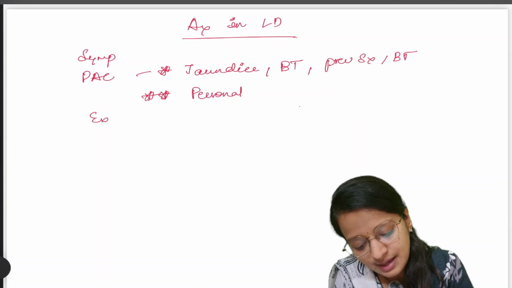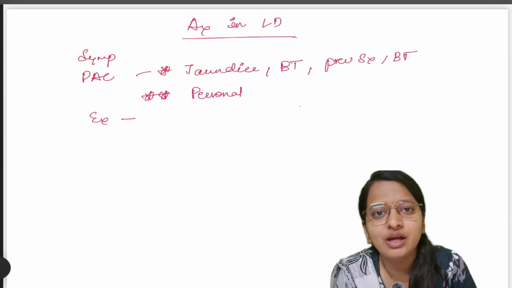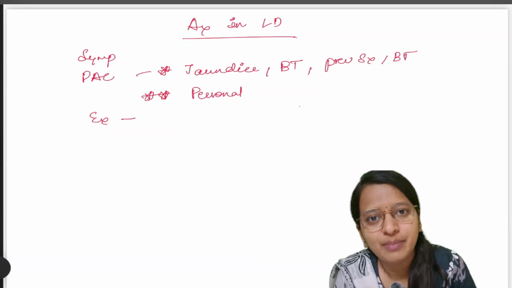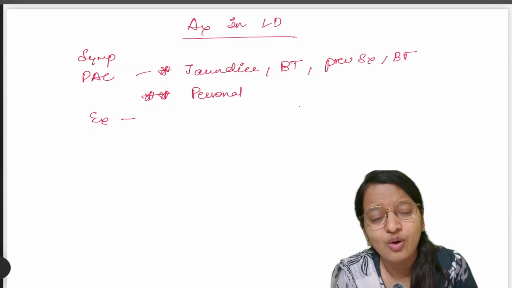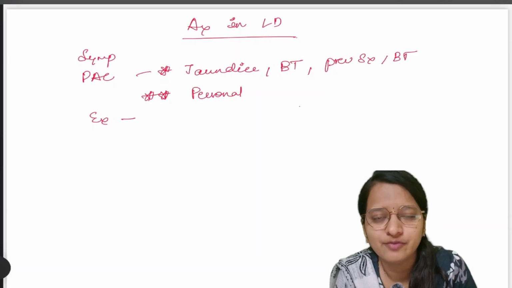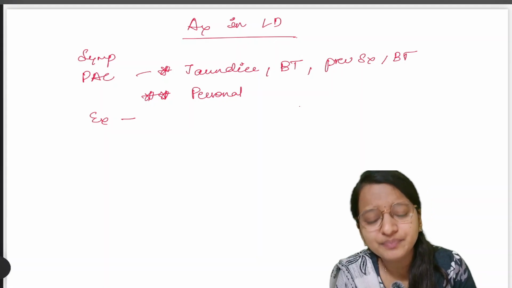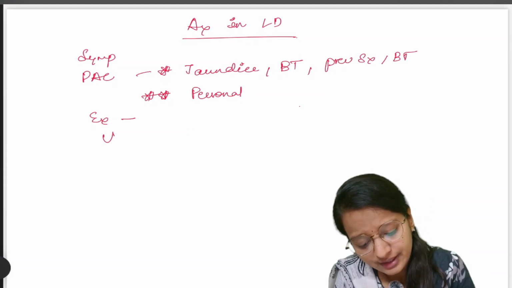Now we'll go for examination. Routine examination will be about his airway, spine, and dentition and all. And especially we have to look for the presence of jaundice, asterixis, palmar erythema.